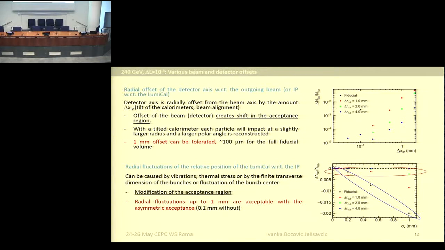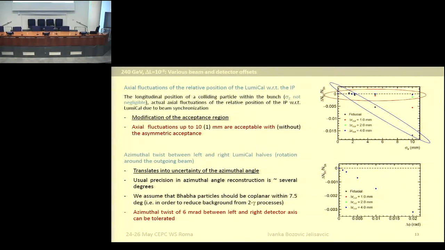Then radial fluctuations of the relative position of the LumiCal are also possible, caused by vibrations, thermal stress, and so on. Again, with the lab-style cut, you are relaxed here. Without it, you need to control the fluctuations at the level of 0.1 millimeter.